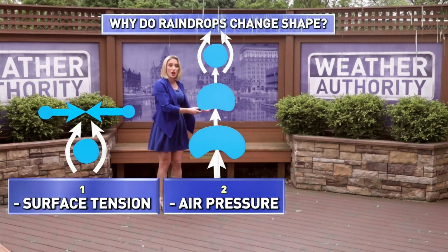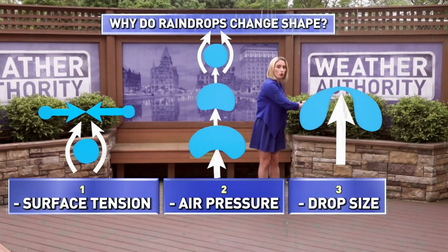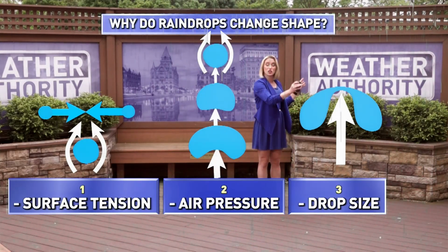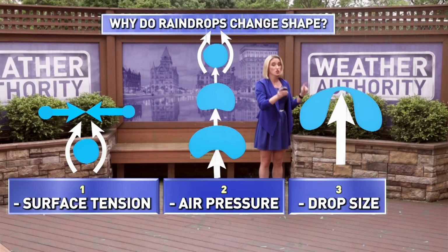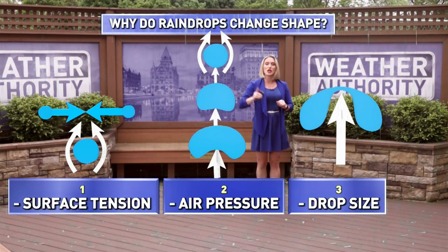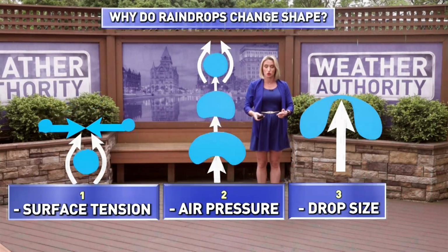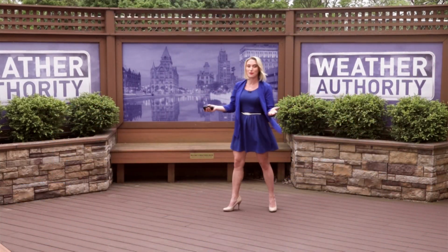When it's big enough, the wind or the air pressure from it will start to break this drop apart into 2 small spheres. So the process starts all over again, going back to that small sphere, creating this shape, and then breaking up. That's the process that raindrops go through as they fall from the atmosphere.